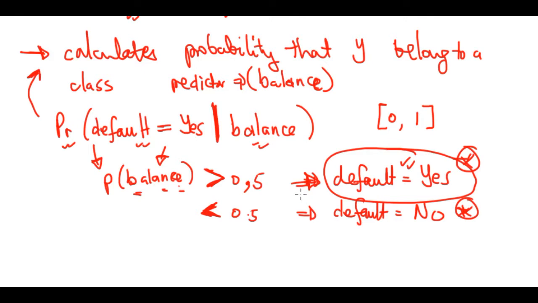Some companies are actually strict. Some companies will say, I don't want 0.5. As soon as someone has a probability greater than 0.1, let's predict that they are going to default. So this is a parameter that you can tune. You might say, as soon as someone has a probability greater than 0.1, I want to be risk averse, I want to be conservative. So as soon as they have a probability greater than 0.1, they are in the default group. We are predicting they are going to default, so let's intervene before they get there.